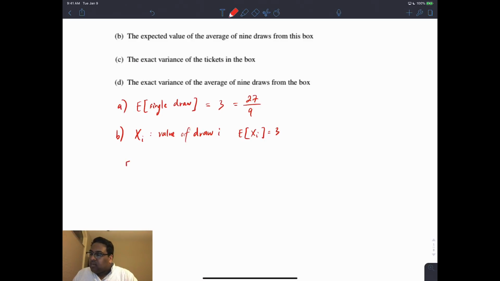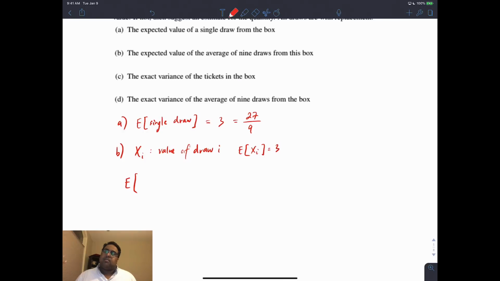Okay, and now the quantity we want is the expected value of the average of 9 draws. And so what we're going to do is take draws x1 through x9, and we want to find the average of them. How do we do that? Well, we sum them and divide by the number, which is 9. So we want the expectation of x1 plus x2 plus ... plus x9 over 9. Okay, and what we can do is take out the constant 1 over 9, put it out front. So now we have the expectation of the sum going from i equals 1 to 9 of xi.